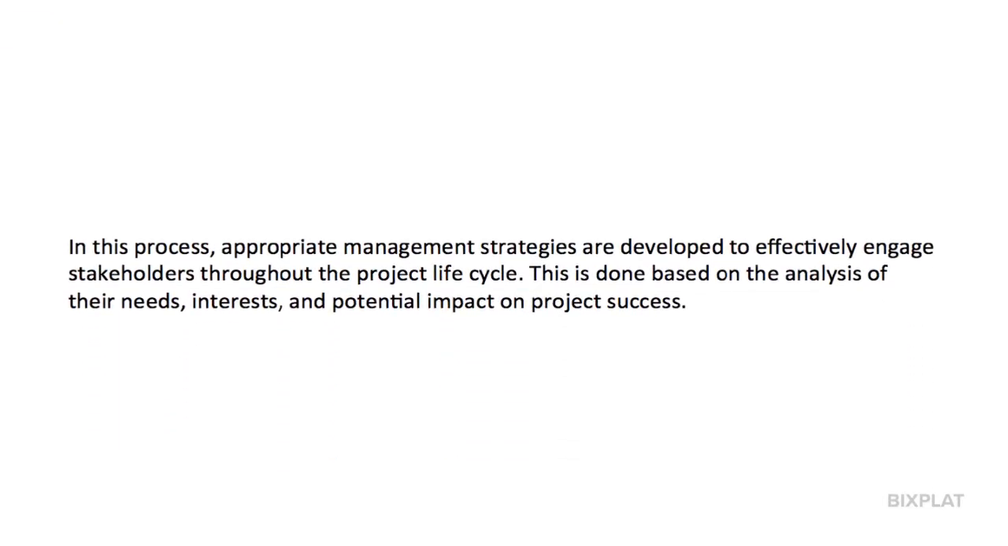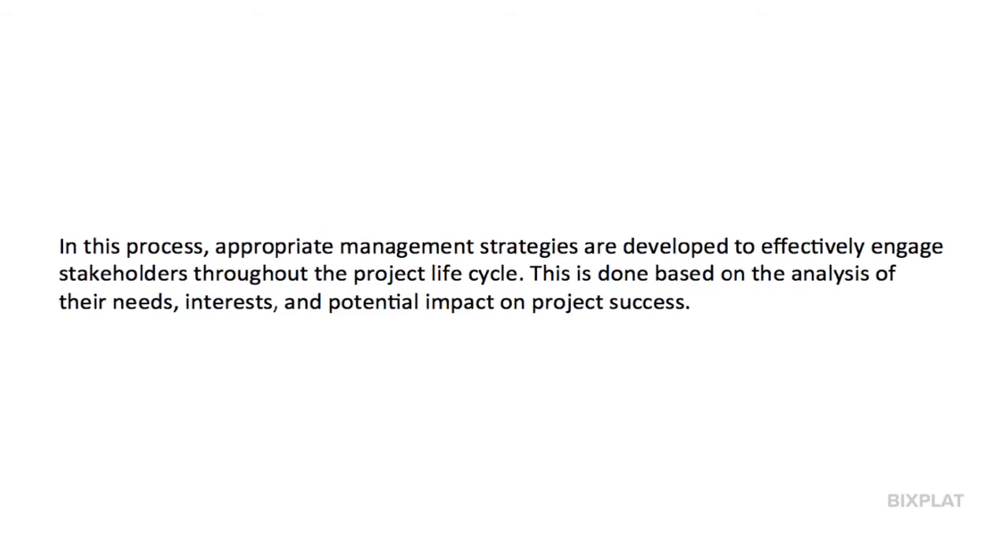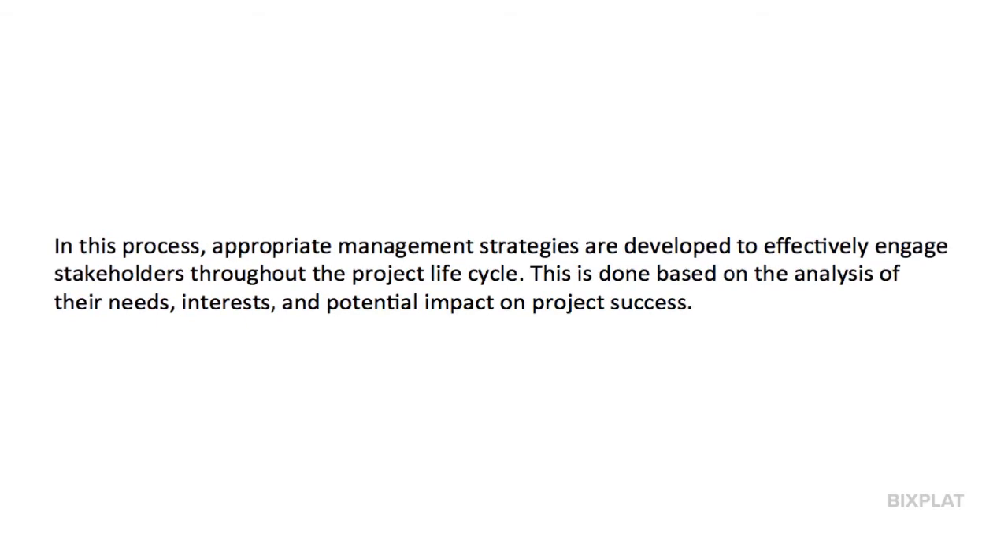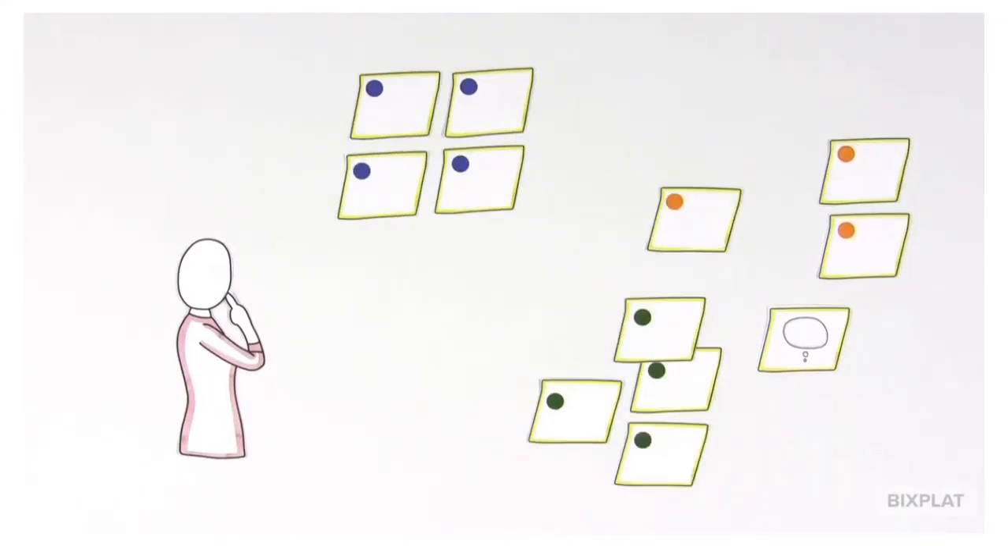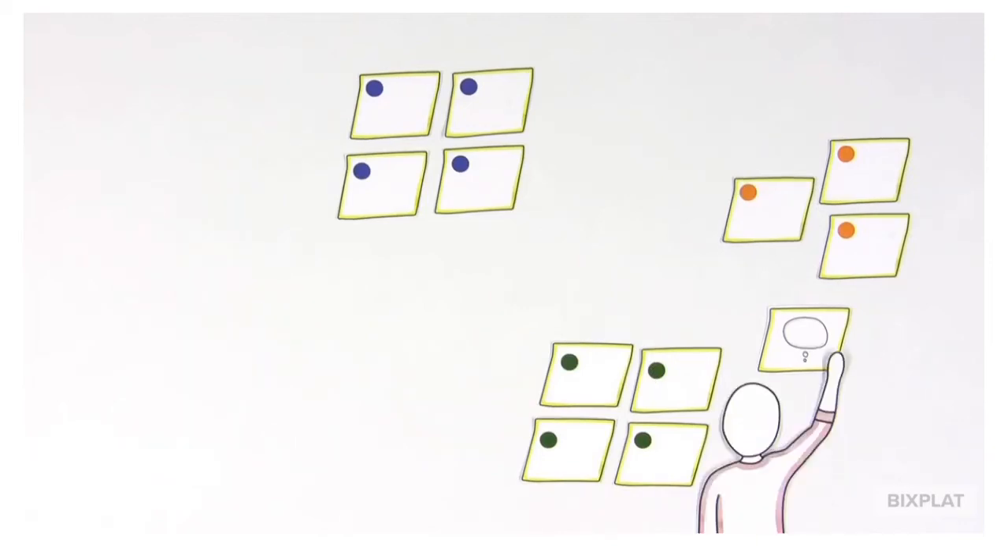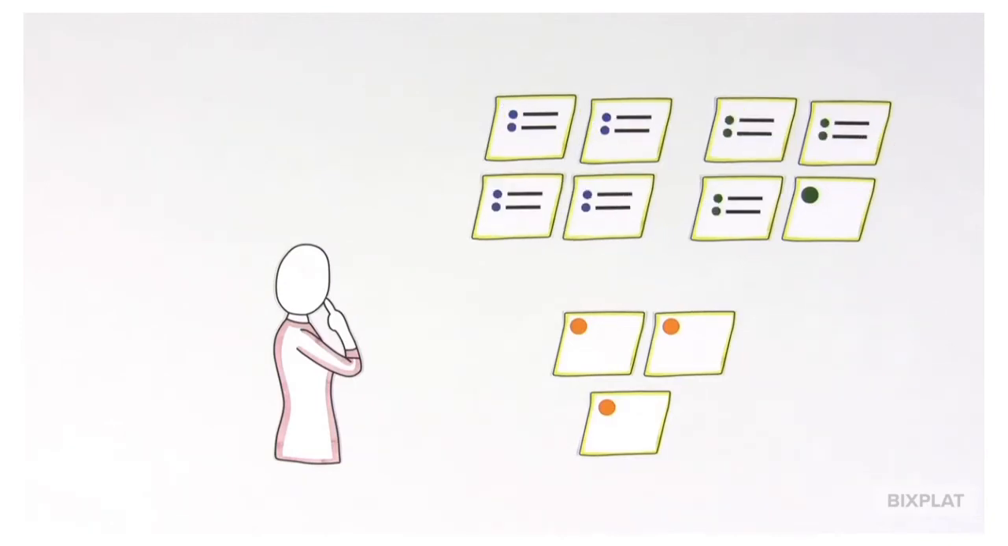In this process, appropriate management strategies are developed to effectively engage stakeholders throughout the project lifecycle. This is done based on analysis of their interests, needs, and potential impact on the project success as defined at step 1. It is important to know that as the project progresses, membership of the stakeholder community and required level of engagement may change. Therefore, stakeholder management planning is an iterative process that is reviewed regularly and should be changed as needed.